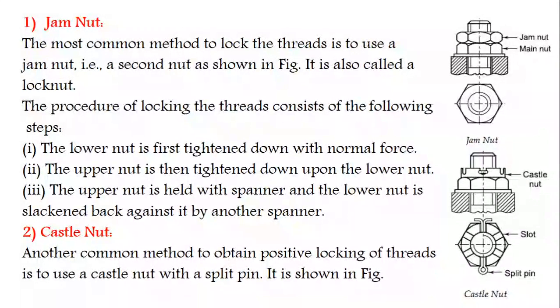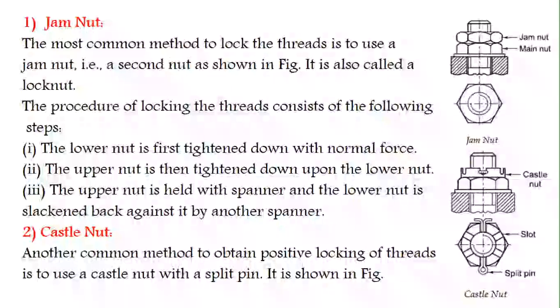The split pin is passed through the diametrically opposite slot with the bolt hole. This ensures positive locking unless the pin gets sheared. The split pin consists of a wire of semicircular cross section. It is bent over in such a way that its flat sides are in contact.